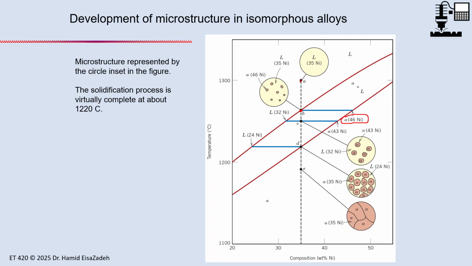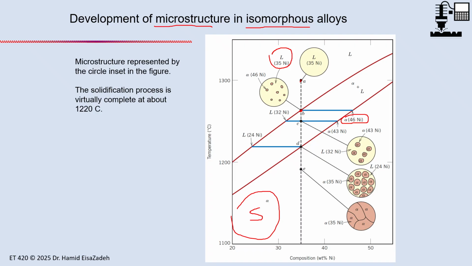Here we want to look at the microstructure of the copper nickel system, and this alloy is called an isomorphous alloy because in liquid state and solid state both elements are dissolved into each other completely. So we have a complete solid solubility.